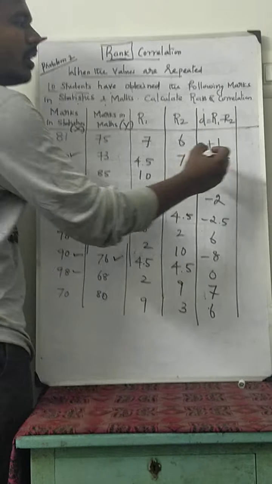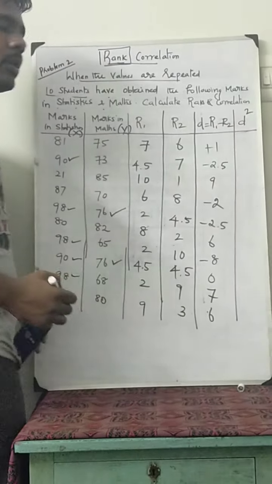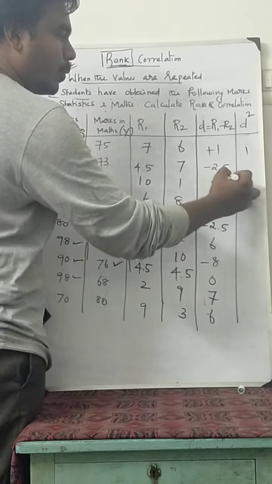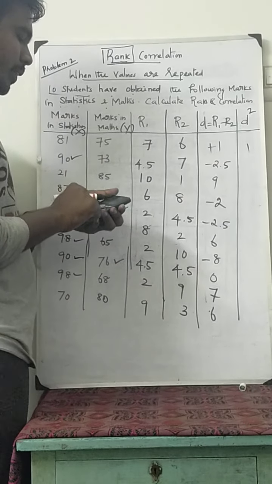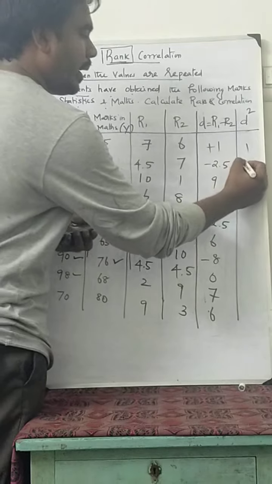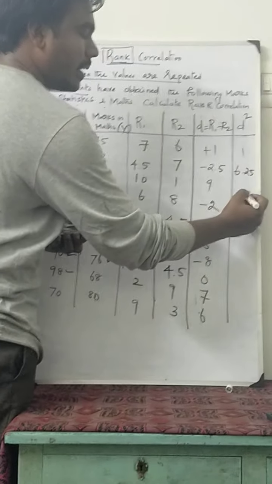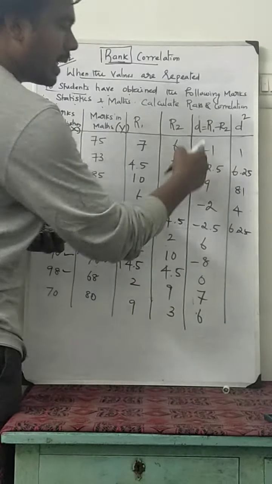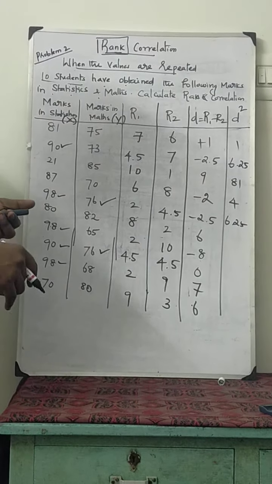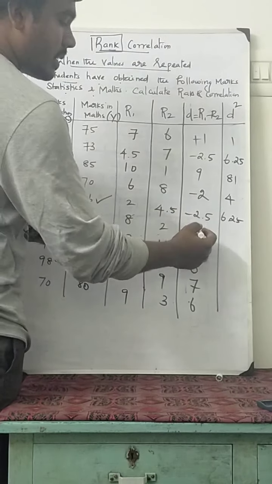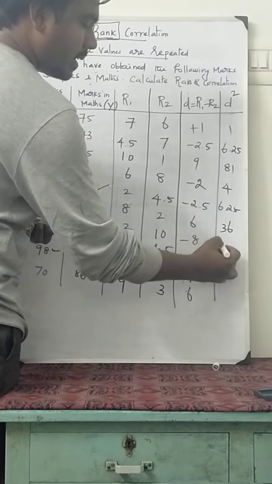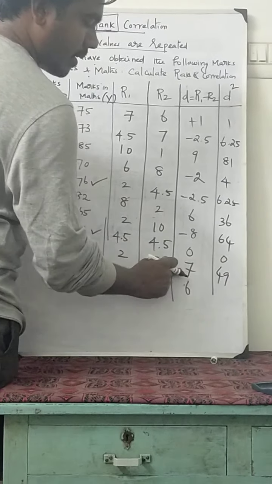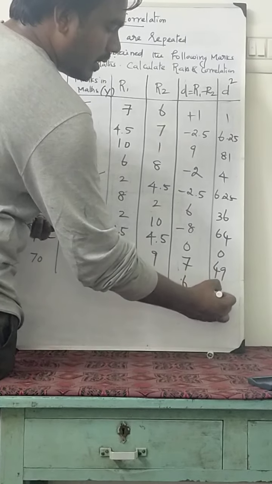Then the last column will be D square. So how to find the D square? When you square the D value, 1 stays 1, 2.5 squared is 6.25, 9 squared is 81, 4, and so on. When you square, you should not consider any signs, minus or plus. Then 6 squared is 36, 8 squared is 64, 0, 7 squared is 49, 6 squared is 36.